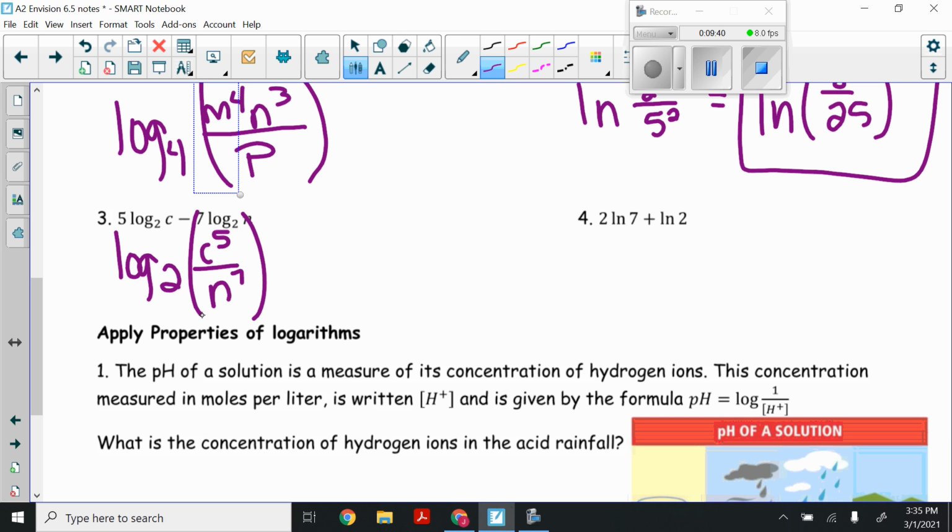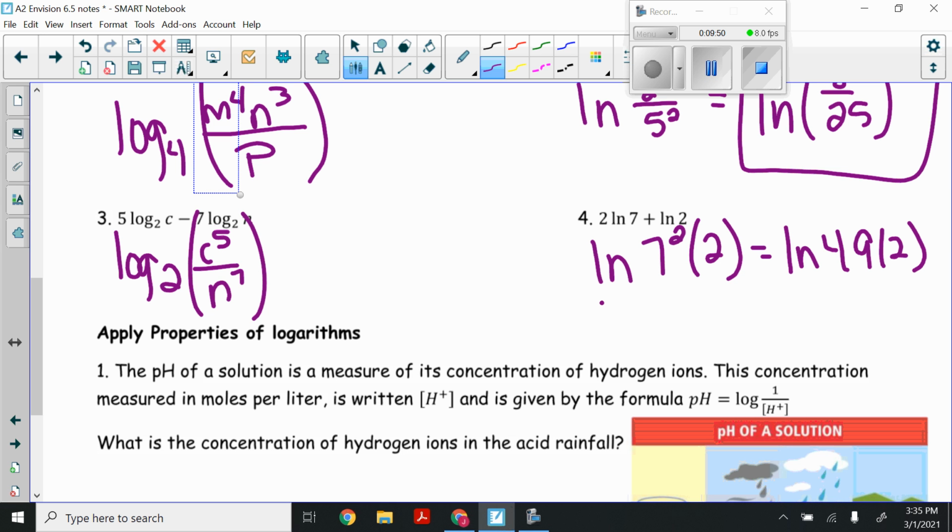And number 4, natural log of 7 squared times 2. So this is the natural log of 49 times 2. I can go ahead and multiply 49 times 2. That's the natural log of 98.